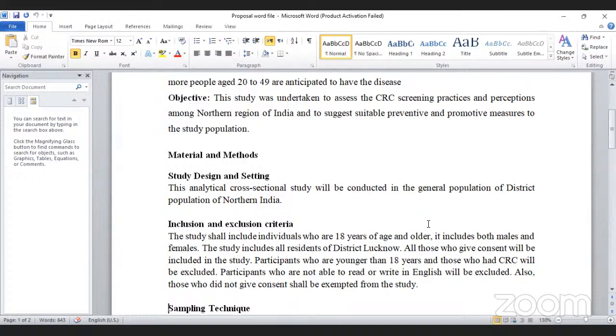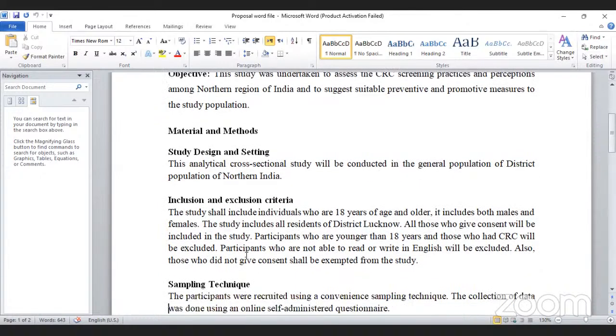The study shall include individuals who are 18 years of age and older, and it will include both males and females. The study will include all residents of district Lucknow. All those who will give consent will be included. Participants who are younger than 18 and those who have already been diagnosed with CRC will be excluded. And those participants who cannot read or write in English will be excluded because my questionnaire will be in English. Also, those who do not give consent shall be exempted.